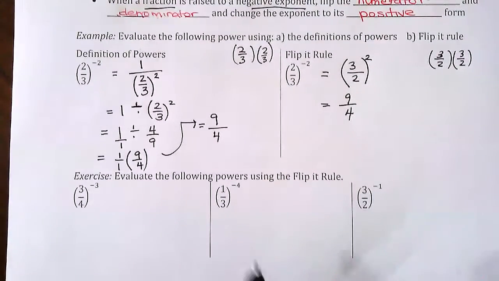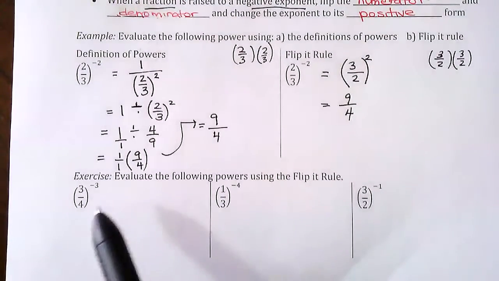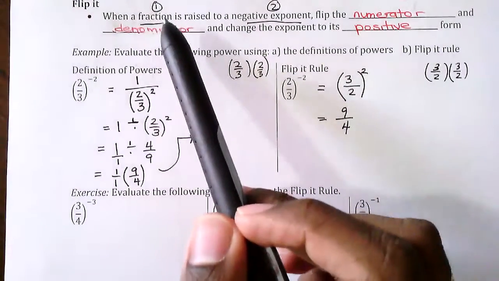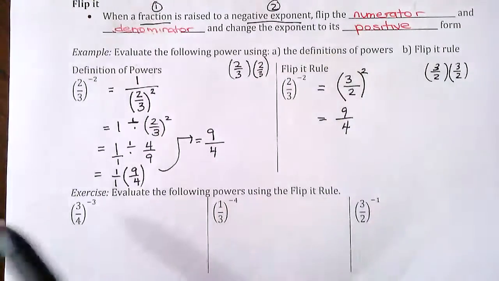So evaluate the following powers using the flip it rule. Again, make sure that you can use the flip it rule. So the two conditions again are you have a fraction and it's being raised to a negative exponent.